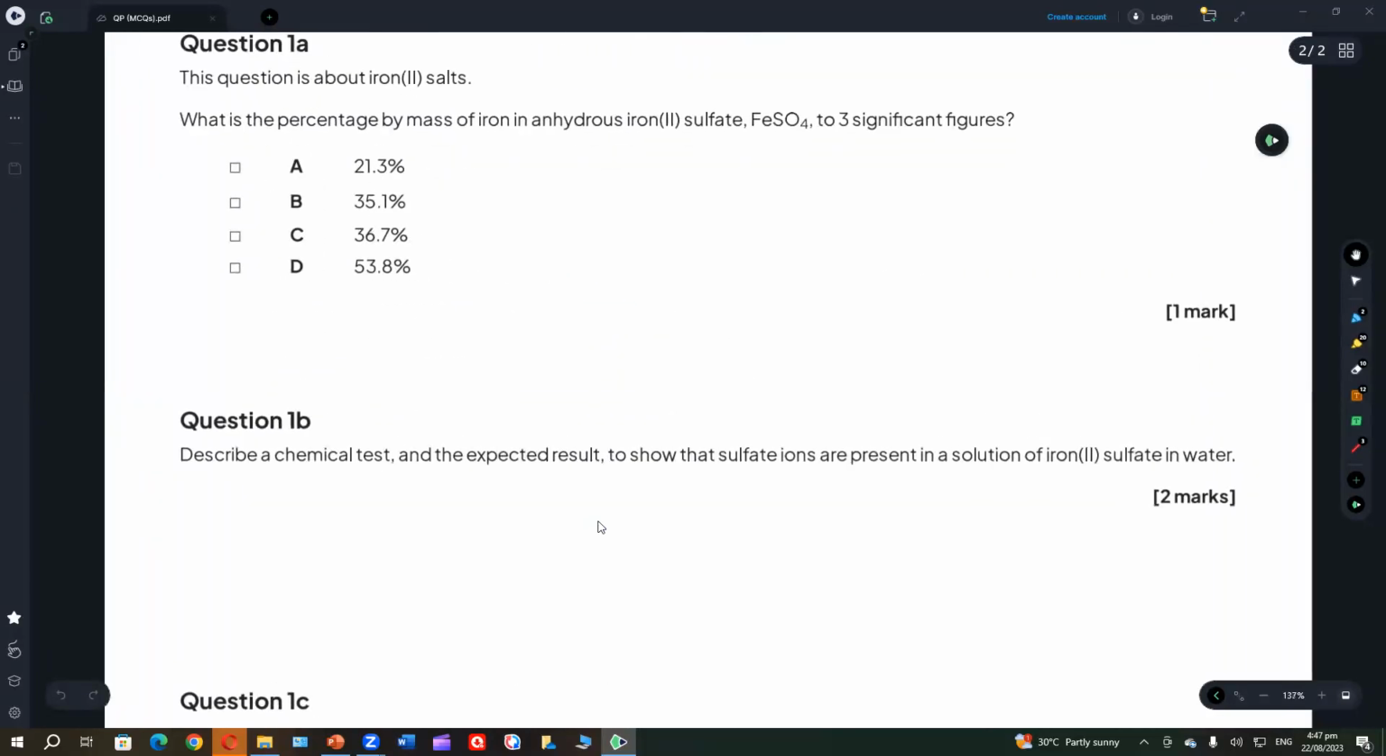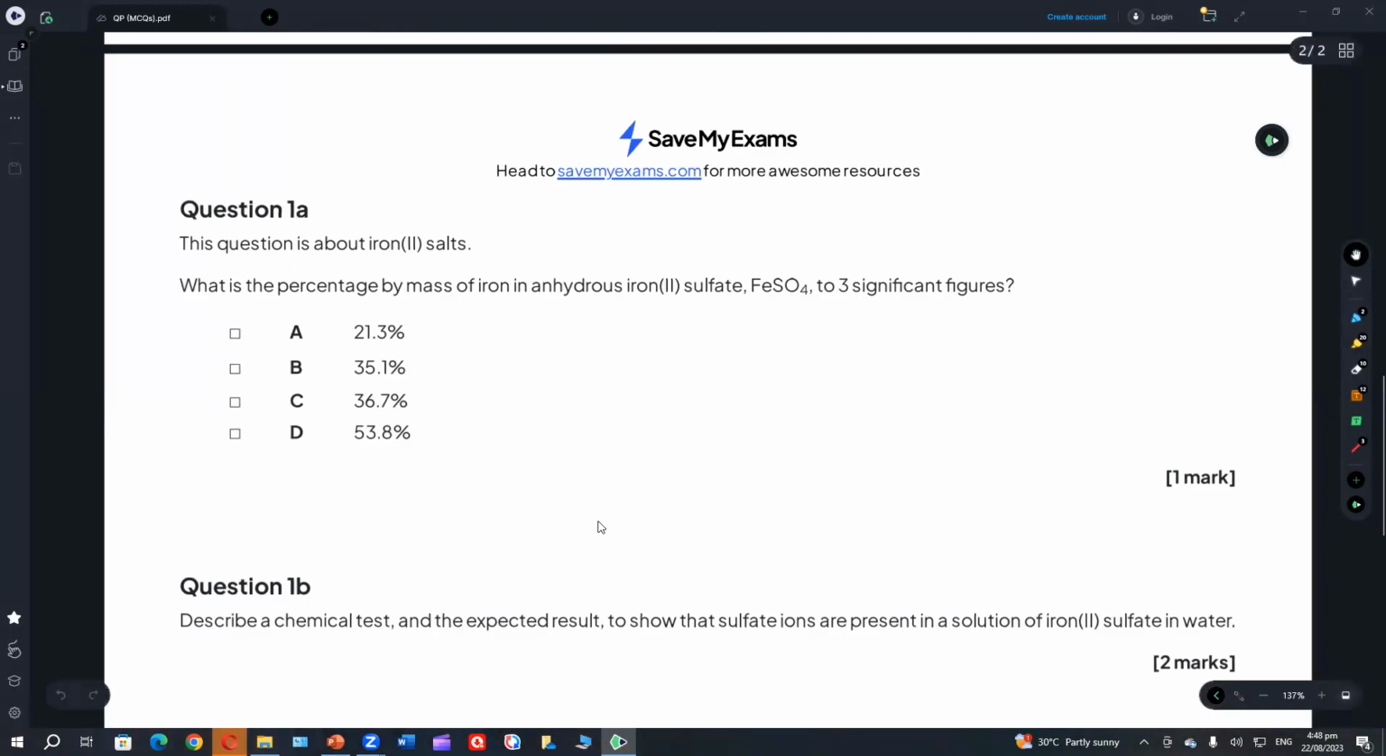I'm putting this question. This question is about iron 2 salt. What is the percentage by mass of iron in anhydrous iron 2 sulfate to 3 significant figures? Anhydrous means what? Which does not contain water. Do you have the periodic table which I sent to you? Can you open it?